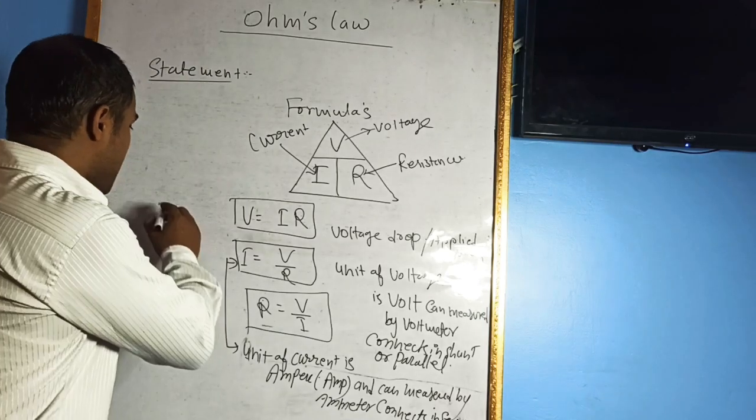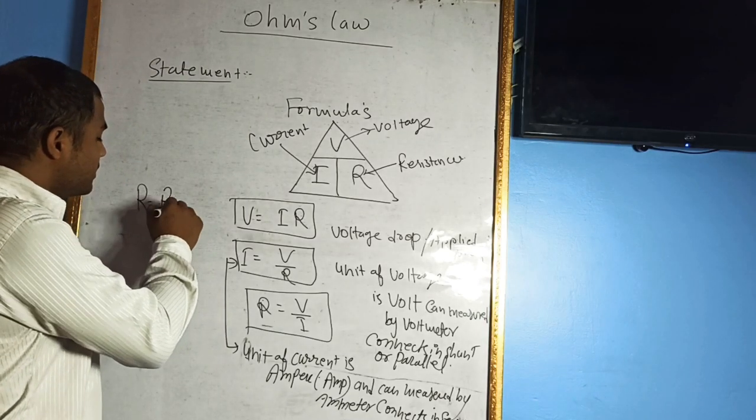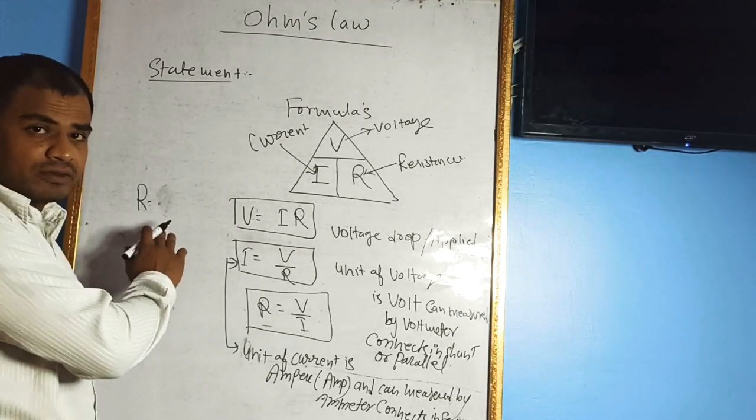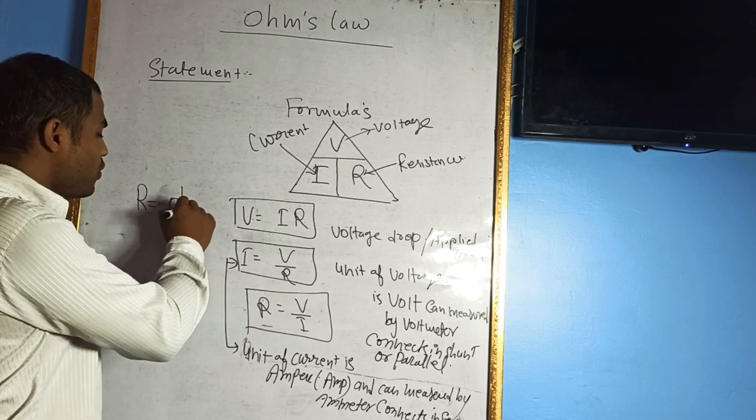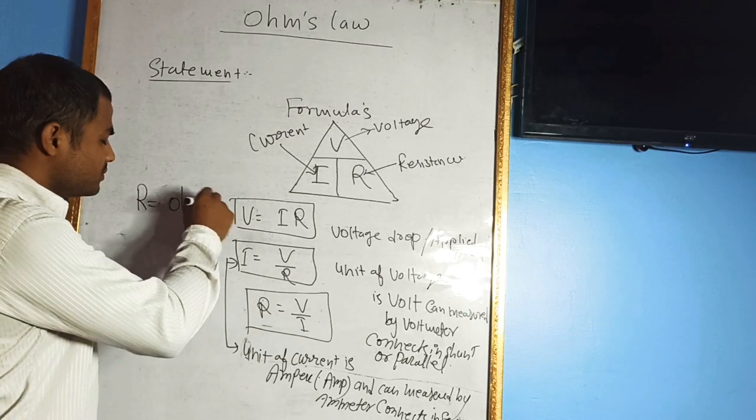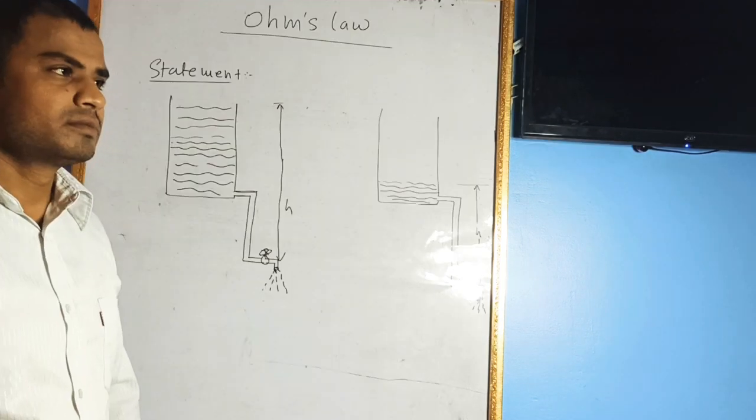And the third one is R. The unit of R, which is called resistance, is ohms. Okay, everyone.